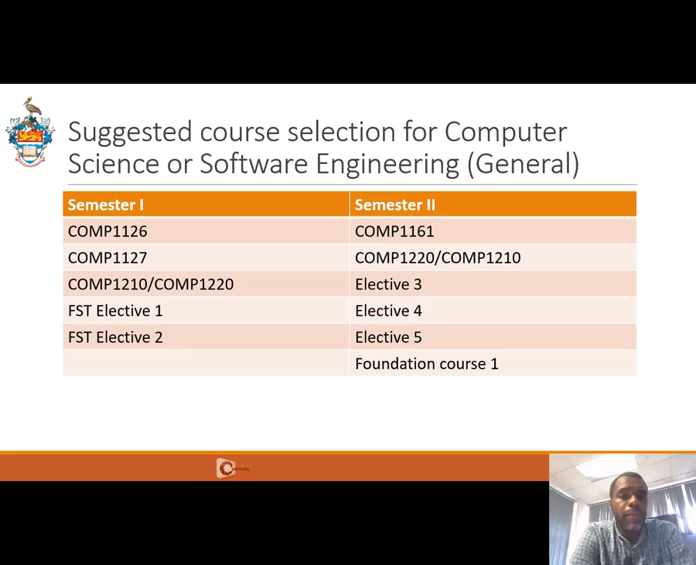I would strongly recommend that you do not exceed 15 credits in your first semester, and you can see here I have about 15 credits on the screen. In semester 2, and this is assuming you pass 1126 and 1127, you should register for Comp 1161, and then you can register for either Comp 1220 or Comp 1210, the one that you do not take in the first semester. And then you can register for 3 more electives.